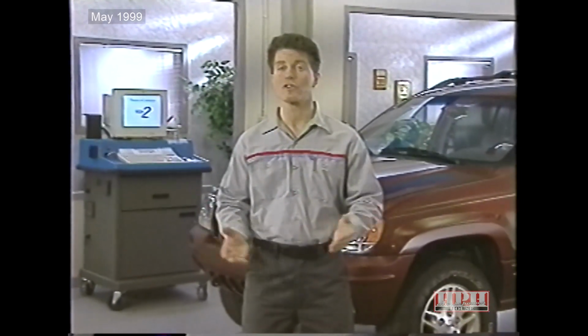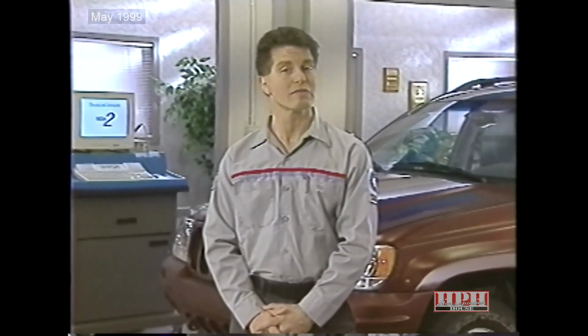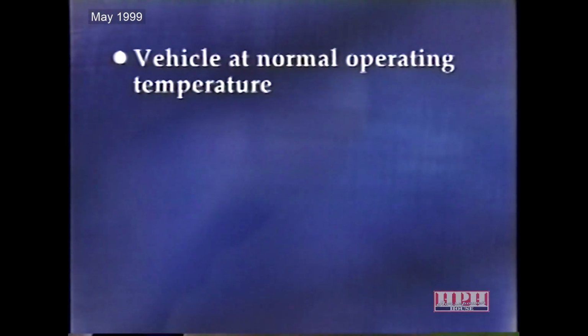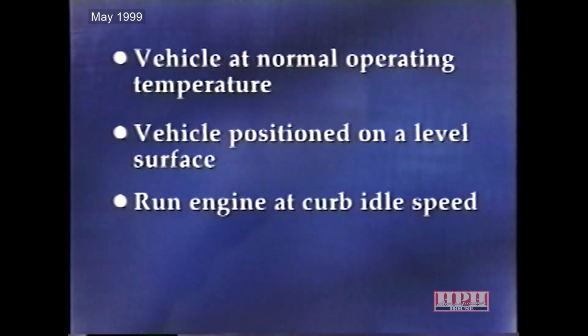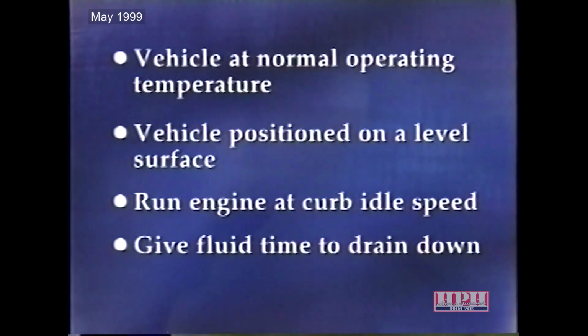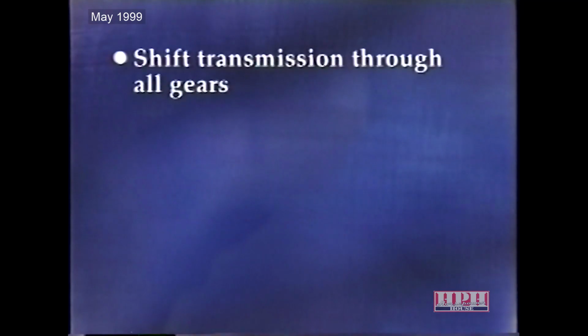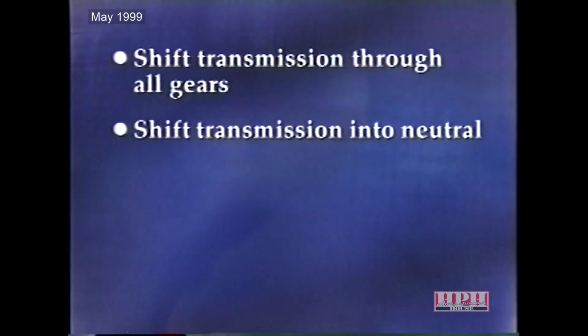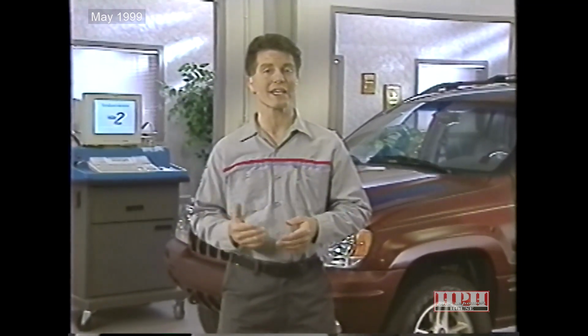When checking the level of the transmission fluid, remember that there are a number of things that you need to do first in order to ensure an accurate reading. The vehicle should be at normal operating temperature. Make sure that the vehicle is positioned on a level surface. Run the engine at curb idle speed and give the fluid time to drain down. With the parking brake set, shift the transmission through all the gears and then back to neutral. If you perform these steps, you'll be sure to get an accurate transmission fluid level reading.